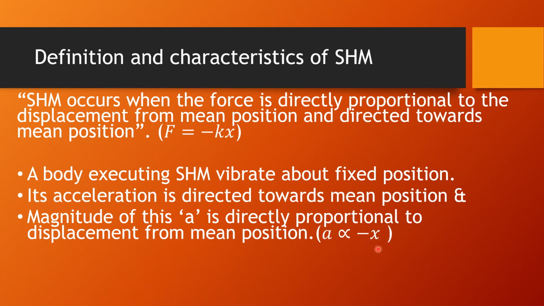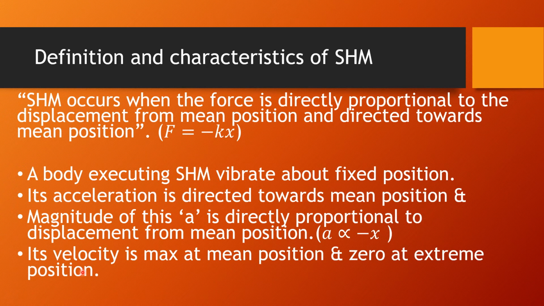Greater the displacement or change in length of the spring, greater will be the acceleration. And the last one is its velocity is maximum at mean position and zero at extreme position. Velocity of the mass attached to the spring is zero at extreme because it stops for a while at the extreme position, so its velocity is zero at extreme. But because velocity is higher at the mean position, it goes swiftly from the mean position, so the mean position has the highest velocity.